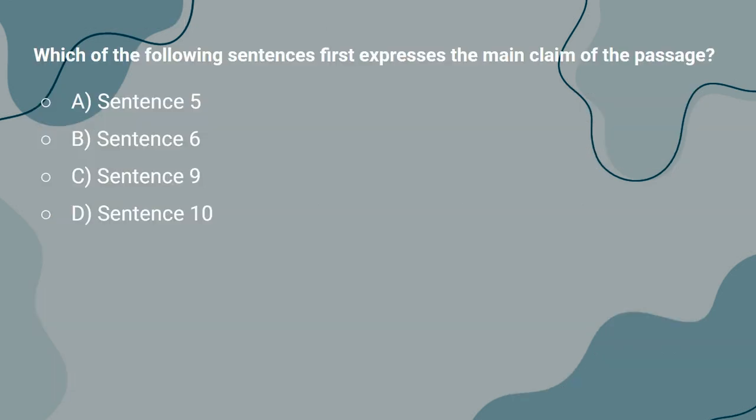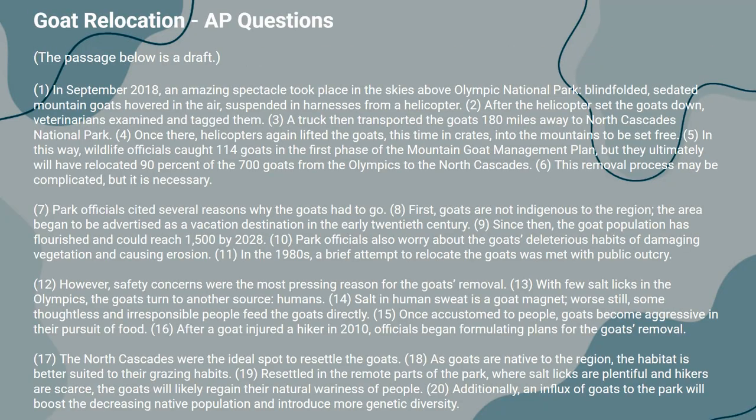So the first question, which of the following sentences express the main claim of the passage? So this is a very common one you're going to see on the AP, and this is a very simple one. Again, I picked 4 questions out of the 8. These are 4 very good questions in my opinion. So let's look at it. Question 5, not the question, sentence 5. In this way, wildlife officials caught 114 goats in the first phase of the mountain goat management plan, but they ultimately will have relocated 90% of the 700 goats from the Olympics to the North Cascades.